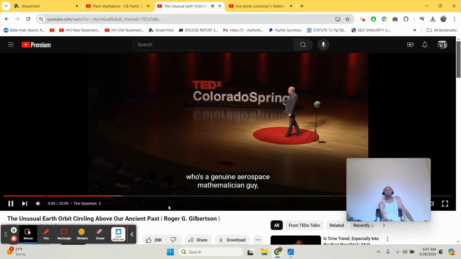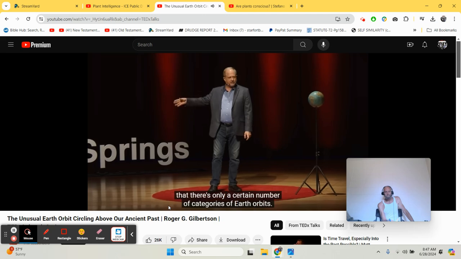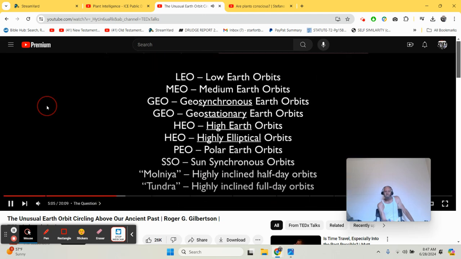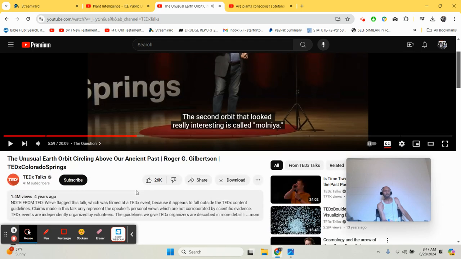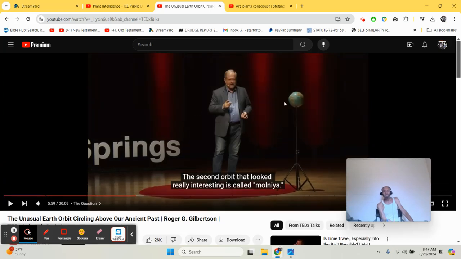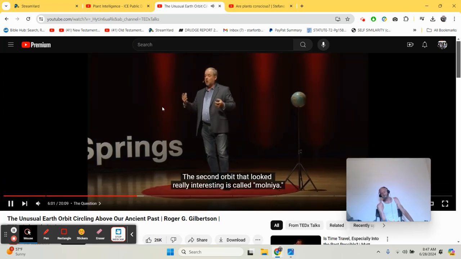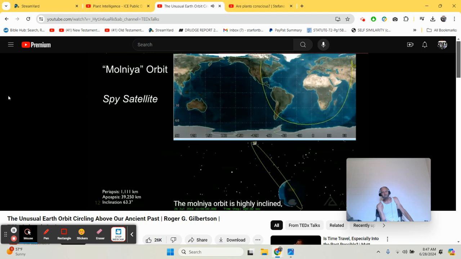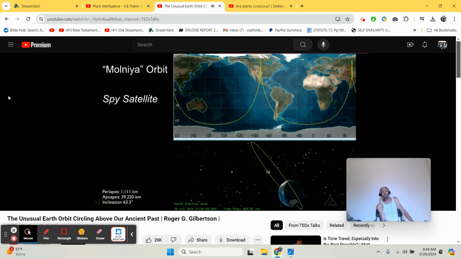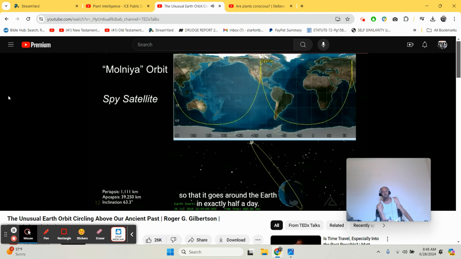I go to a friend who's a genuine aerospace mathematician guy, and he points out that there's only a certain number of categories of Earth orbits. The low Earth orbit, medium, geosynchronous, geostationary, highly elliptical, polar Earth orbits. So I start looking through these categories, and there's two of them that jump out at me. An orbit that looked really interesting is called Molniya. Molniya is the Russian word for lightning orbit. This was developed by the Soviet Union in the early days of the space age. The Molniya orbit is highly inclined and very elongated, and it's timed so that it goes around the Earth in exactly half a day.